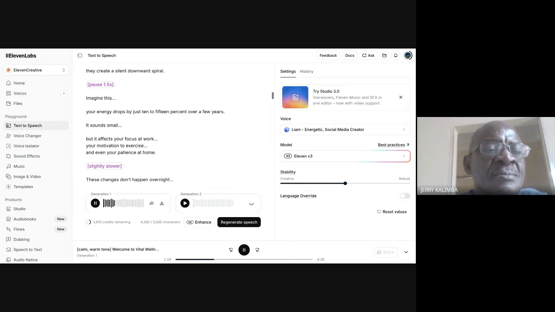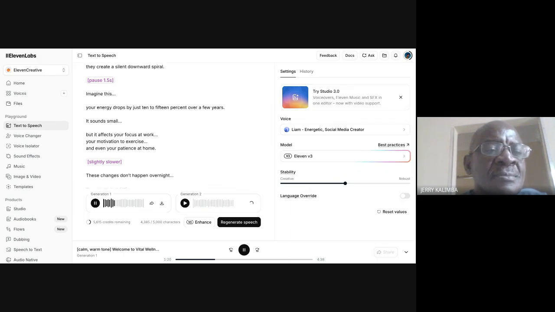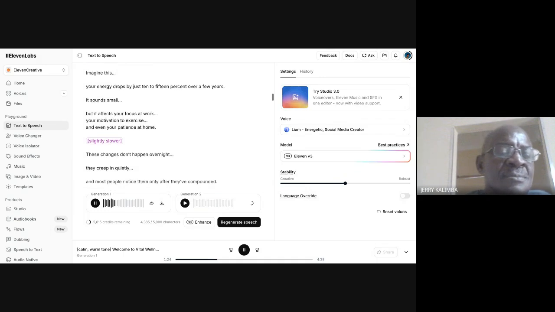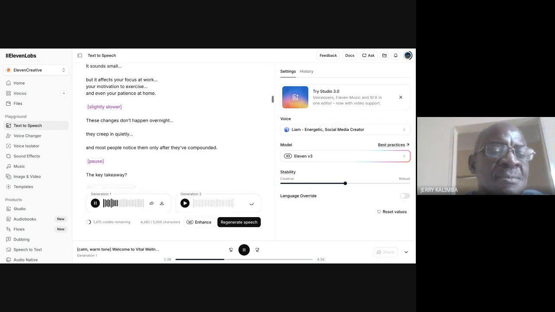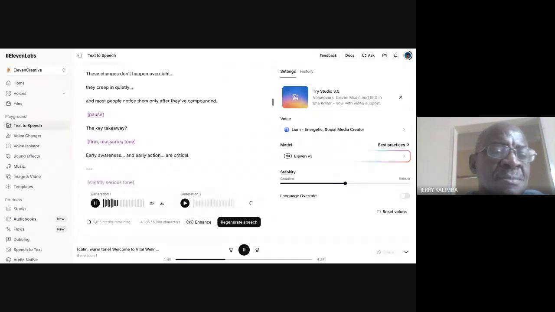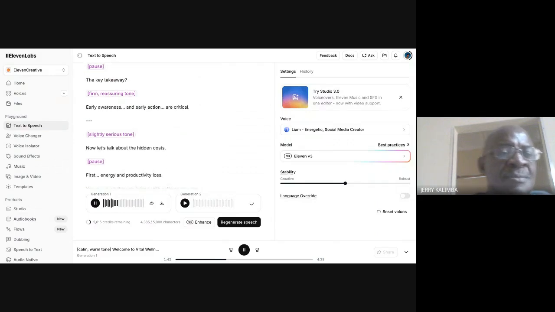Imagine this. Your energy drops by just 10 to 15% over a few years. It sounds small, but it affects your focus at work, your motivation to exercise, and even your patience at home. These changes don't happen overnight. They creep in quietly, and most people notice them only after they've compounded. The key takeaway? Early awareness and early action are critical.